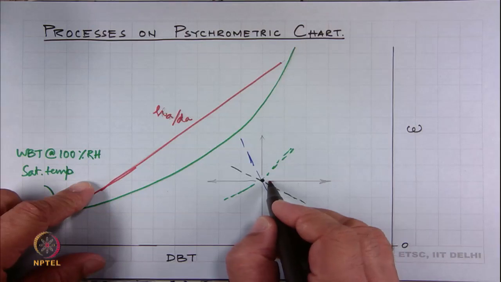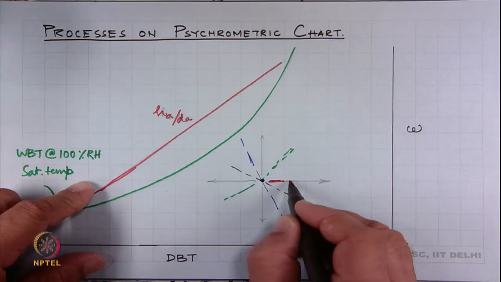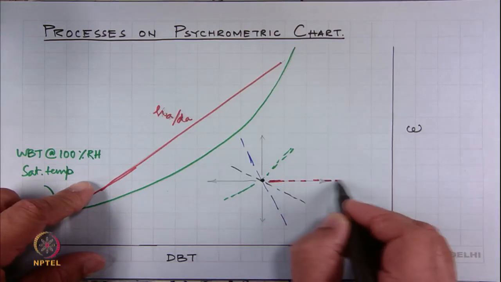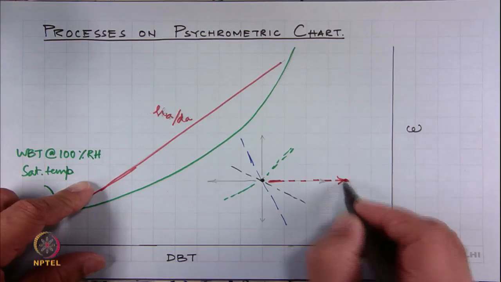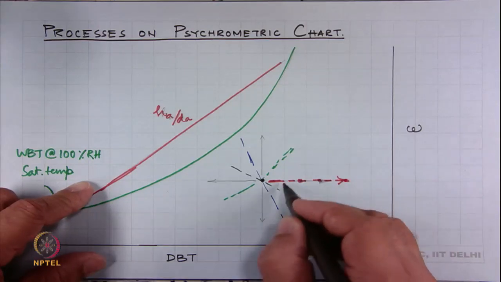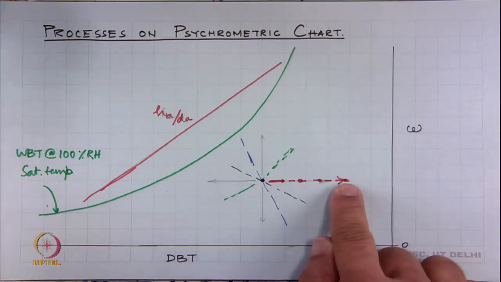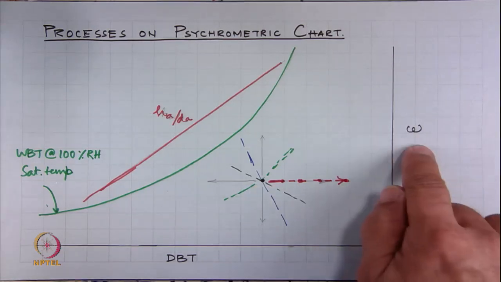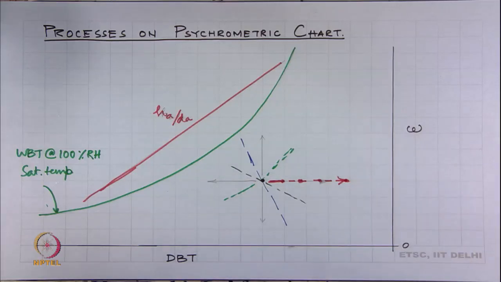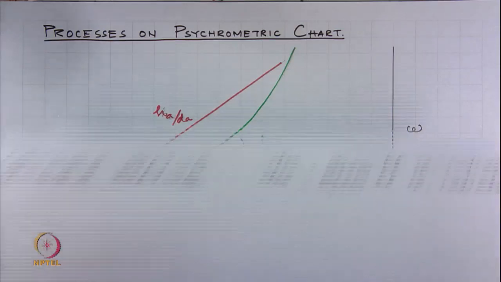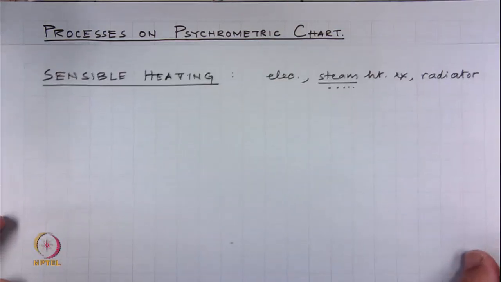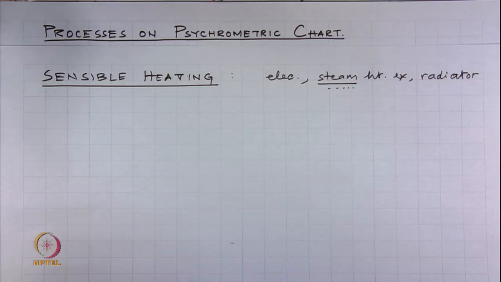First, look at what happens when the series of change of states happens and it comes to say this point or this point or this point or this point. So, what has happened in this case is that the dBT has increased, but omega has remained the same. So, this is our first application that we are seeing, that this is what we call sensible heating.